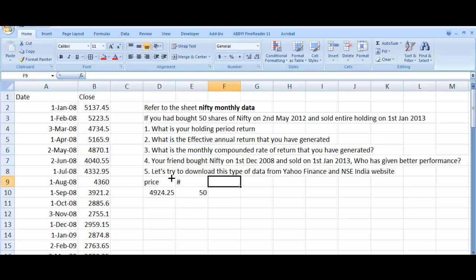Okay, and so what is my total investment? My total investment will be this price into the number of shares. So this is my total investment, 2,46,213. Okay, and they are saying that you sold your entire holding on 1st Jan. So let's put over here the date 2nd May, and then I can put over here 1st Jan. So they are saying that you have sold the entire thing on 1st of Jan.